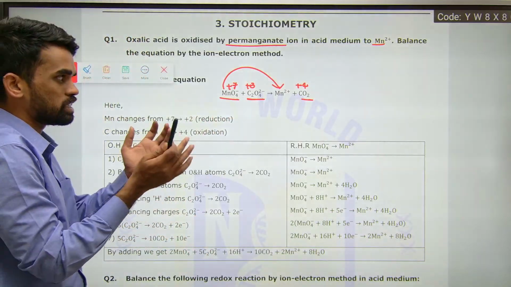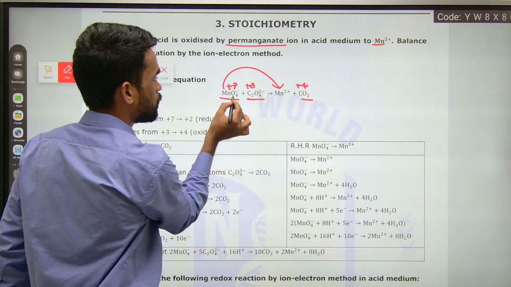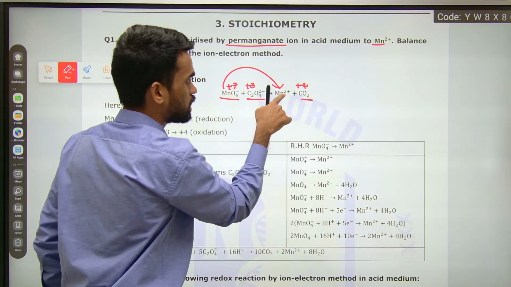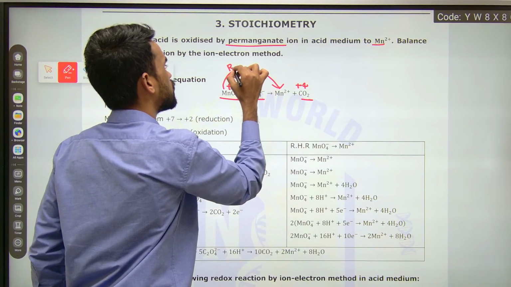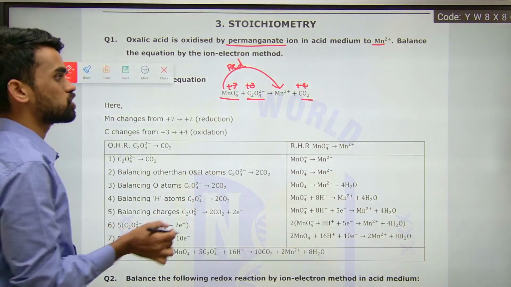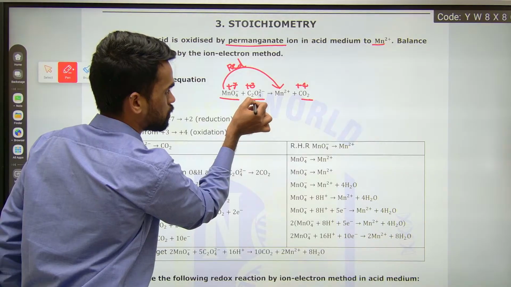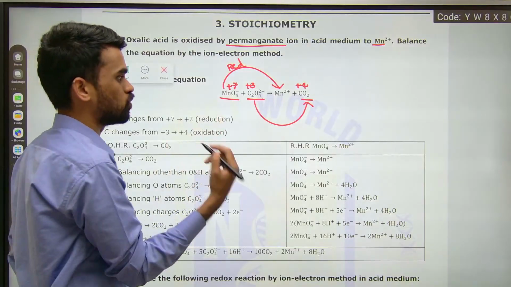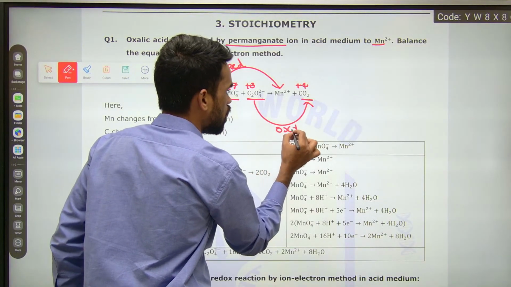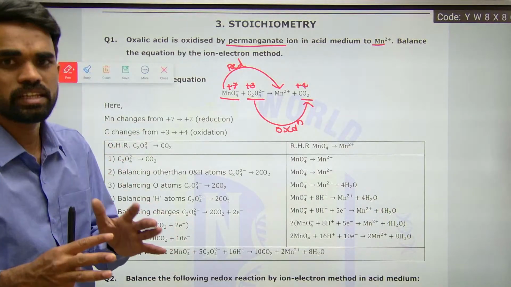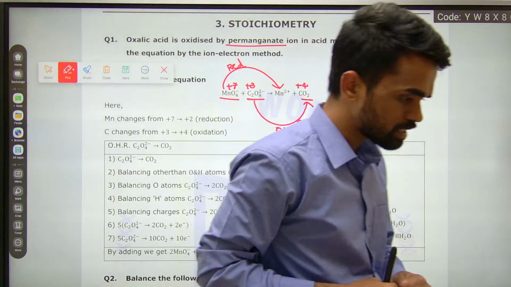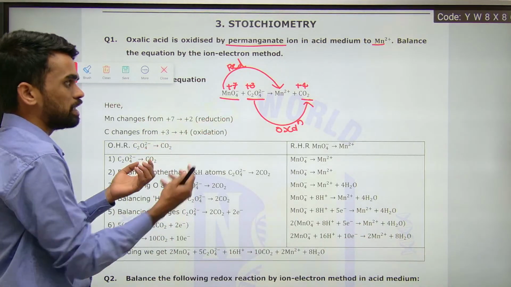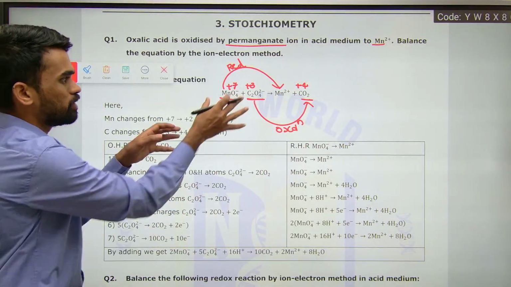Now you need to identify the reduction half and the oxidation half reaction. Permanganate ion converting into Mn+2: the number +7 is decreased to +2, so this is the reduction half reaction. Oxalate ion: +3 carbon converting into +4, the number is increased, so this is the oxidation half reaction. This is the first thing you need to do. After this, take the oxidation half and the reduction half separately. Now I have divided this equation into 2 halves.